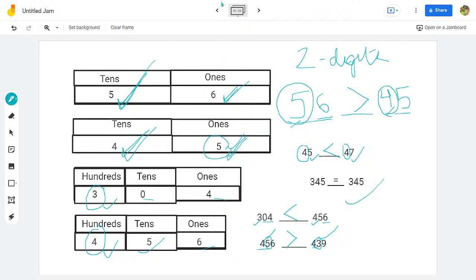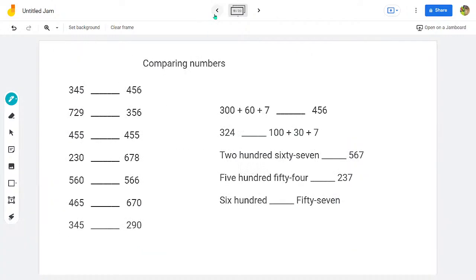Okay, now this was the basic knowledge about 2 and 3-digit numbers and how we compare them. Now let's get back to a few questions based on comparing such numbers. We would try doing these questions together. Okay, so let's begin with the first one. 345 and 456. We have to compare these two numbers.